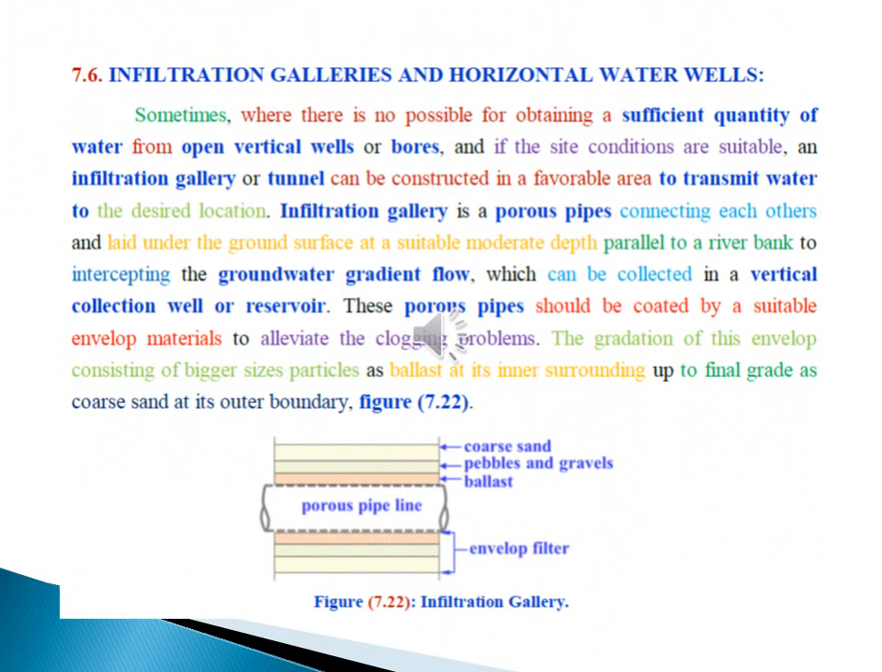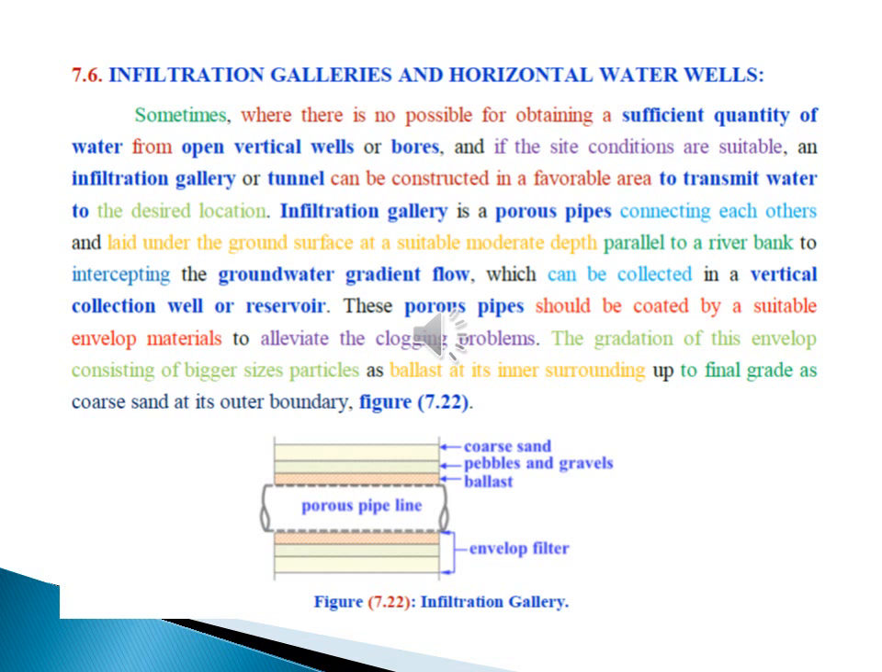Infiltration galleries and horizontal water wells. Sometimes, when it is not possible to obtain a sufficient quantity of water from an open vertical well, and if the site conditions are suitable, an infiltration gallery or tunnel can be constructed in a favorable area to transmit water to the desired location. An infiltration gallery is a porous pipe, connected together and laid under the ground surface at a suitable moderate depth parallel to a river bank to intercept the groundwater gradient flow, which can be collected in a vertical collection pipe or reservoir.